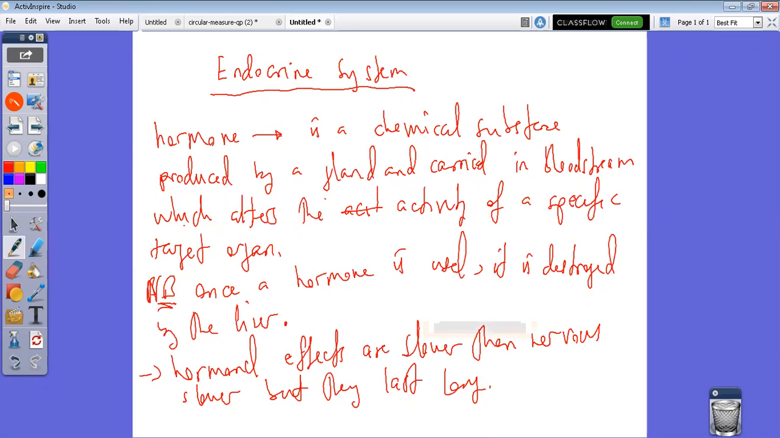Wait, hormonal effects are slower than what? Hormonal effects are slower than the nervous system, but they last longer. Are we together? Clear, clear, clear. We can go to the next page.